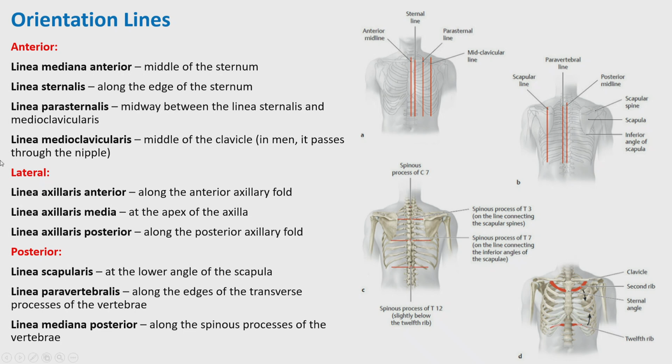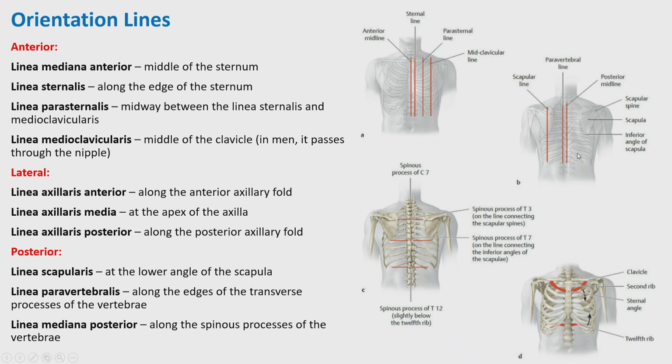Then we have the lateral line. We already discussed that the axillary region has three folds. We have the anterior axillary line, the anterior fold; the middle or media, which is passing through the apex; and the posterior axillary line, which is passing through the posterior axillary fold.